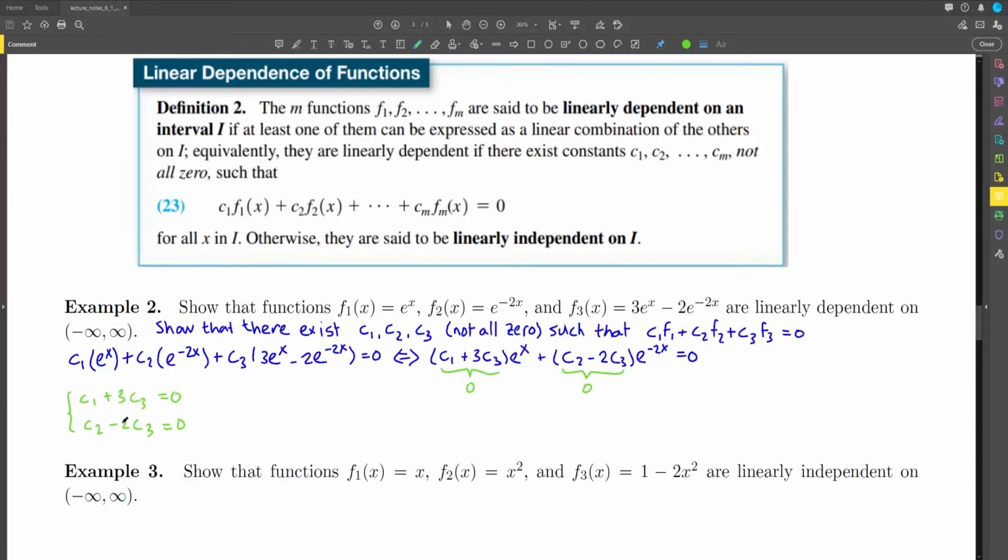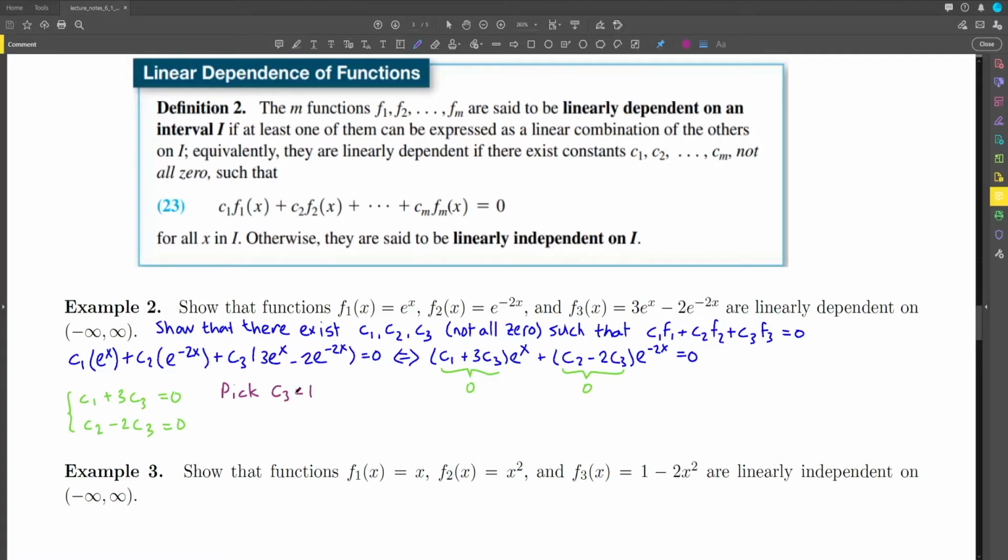Now, because we only have two equations and three unknowns, we will have more than one solution. So we can actually just pick a value for one of our constants. We can, for instance, set C3 to any value we would like here. Now, I do not want to pick C3 equals 0 because the goal is to find C1, C2, C3 that are not all equal to 0 such that this holds. So I'm going to pick C3 to be equal to 1. Note if I were to pick C3 equal to 0, then this part disappears and I'm left with C1 equals 0 and C2 equals 0. So that wouldn't help me.